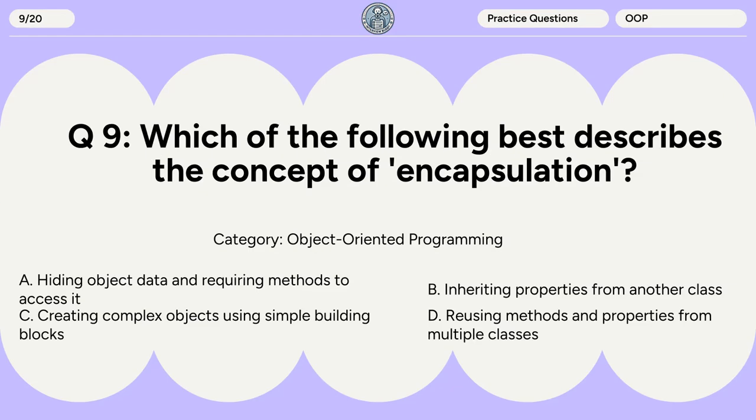Question 9. Which of the following best describes the concept of encapsulation? A. Hiding object data and requiring methods to access it. B. Inheriting properties from another class. C. Creating complex objects using simple building blocks. D. Reusing methods and properties from multiple classes.